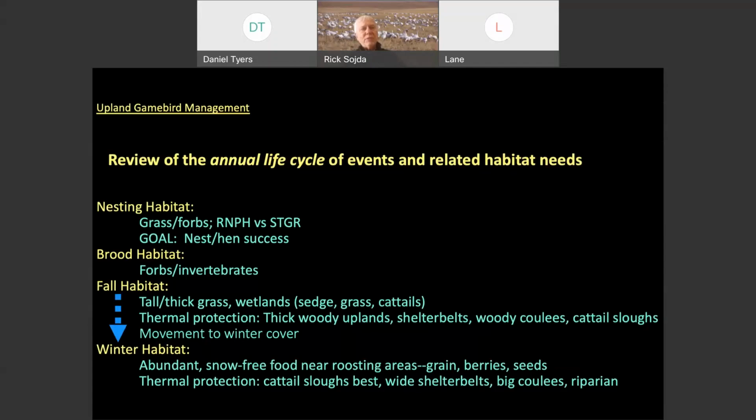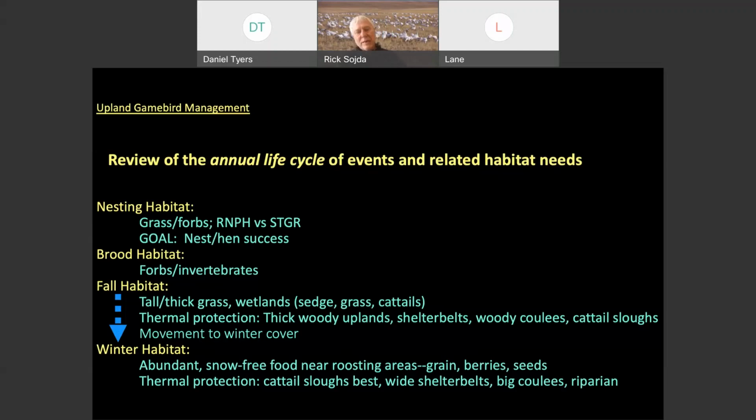The other thing I do want to mention here too, though, is this idea that fall habitat can become winter habitat itself. If you've got good thermal cover, they can just stay there, and fall habitat sort of transitions into winter habitat. But the other thing that can happen as well is fall habitat can be a conduit, if you will, or a corridor from an area to better winter habitat.